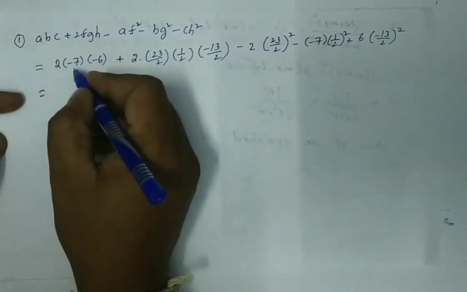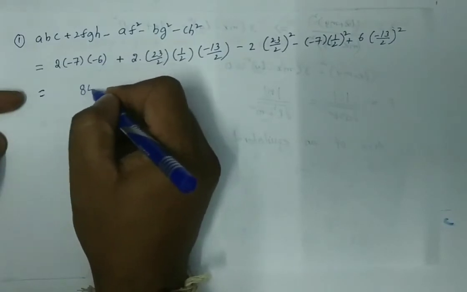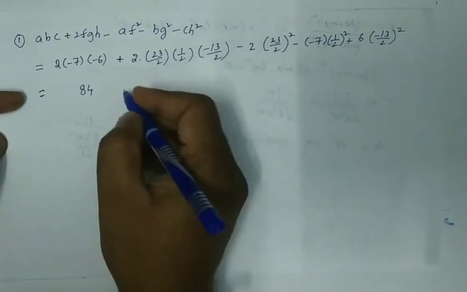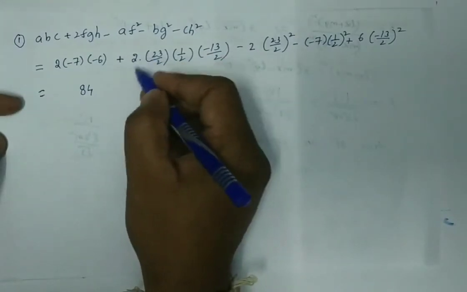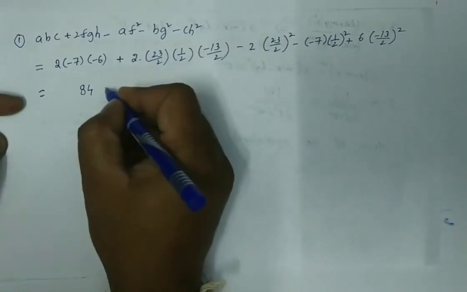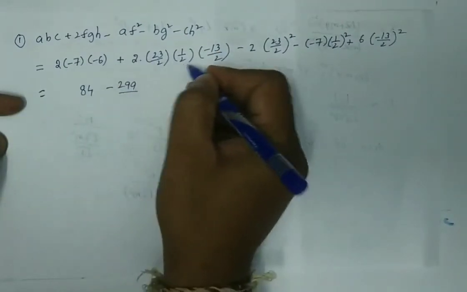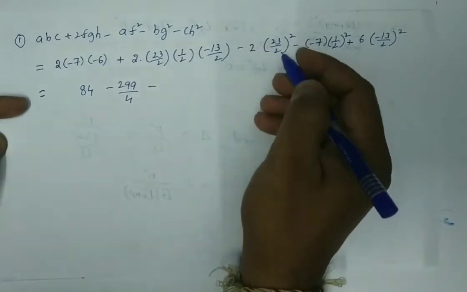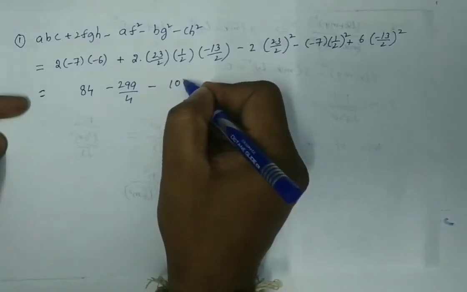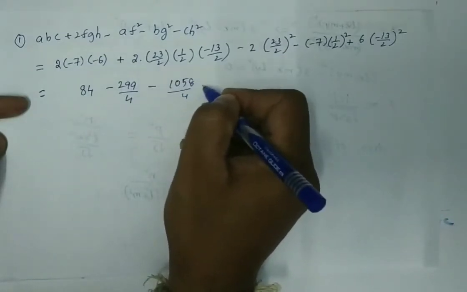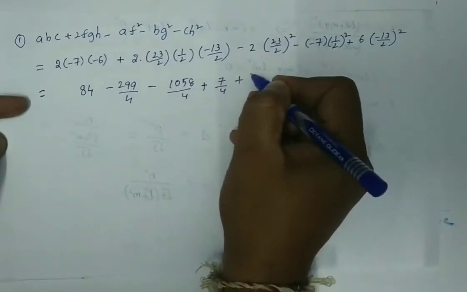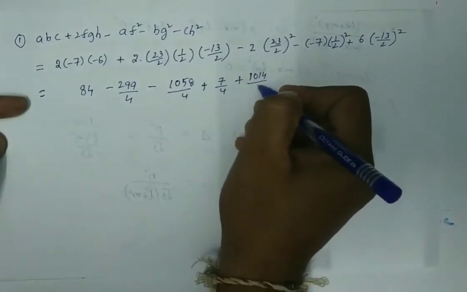Okay, 2 into minus 7 into minus 6 is nothing but 84. Here the 2s get cancelled. And 2 into 2 get cancelled, 23 into minus 13 is nothing but minus 299, and 2 into 2 is 4. By simplifying 2 into 23 by 2 whole square, here we get 1058 by 4. Next plus 7 by 4, plus 6 into minus 13 by 2 whole square is nothing but 1014 divided by 4.